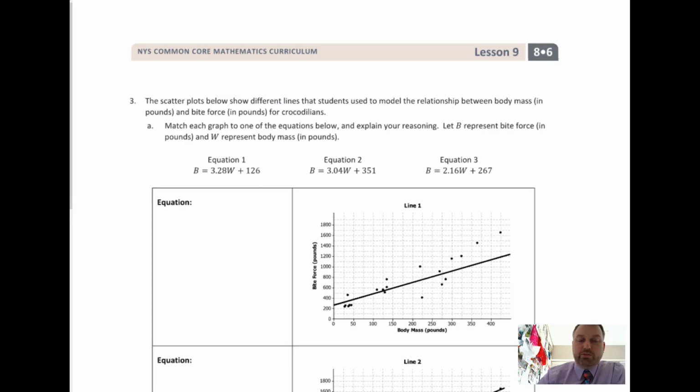And lastly, for number 3, it's a matching. Which one's equation 1, which one's equation 2, which one's equation 3. If you look at the slopes, they're pretty close together. Okay, so visually it'd be hard to tell which one's which, although if you look for the steepest, you should be able to figure out which one's which, or focus on the y-intercept to help you determine which equation is which.